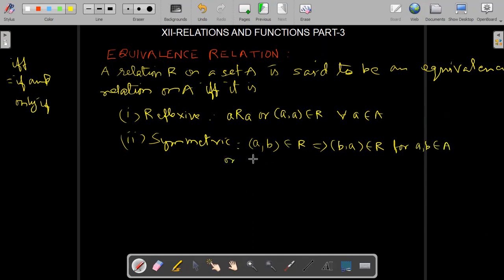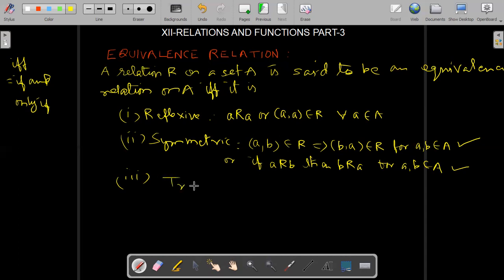Or the same thing we can write as: if a is related to b, then b is related to a, for a, b belongs to A. So this is the same statement. Either you write in this way or in this way, same thing. It's up to you. You can explain in any way, either using the ordered pair or like this also.